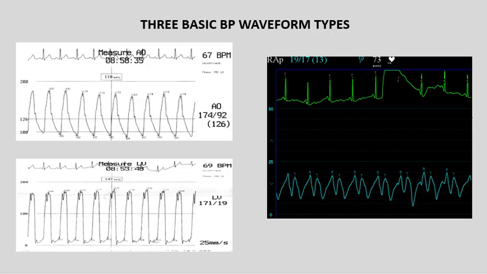Let's move on to pressure waves. Your first entry into hemodynamics. A lot of this might be new to you, but it can be simplified, and that's my job. Simplify things so that you can understand them. You will come across only 3 basic blood pressure waveform types.